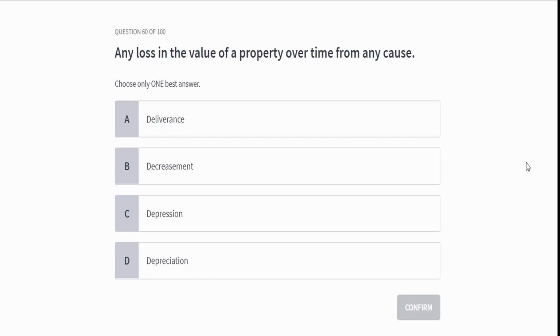Any loss in the value of property over time from any cause? Is it A, deliverance, B, decreasement, C, depression, or D, depreciation? So I'm going to give you guys a little bit of time on this one, starting now.